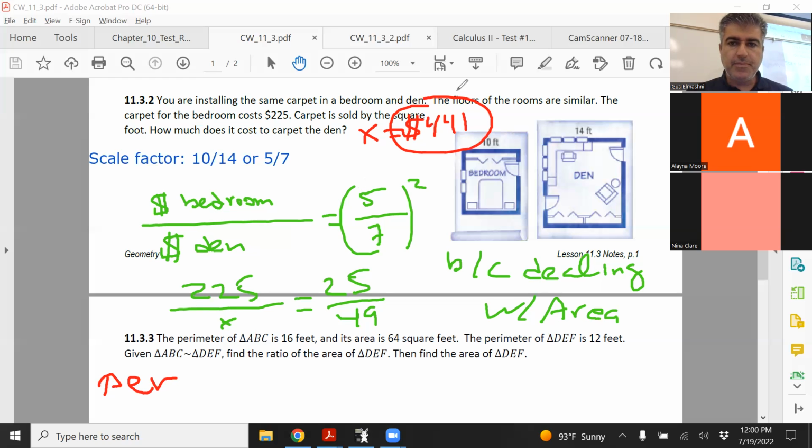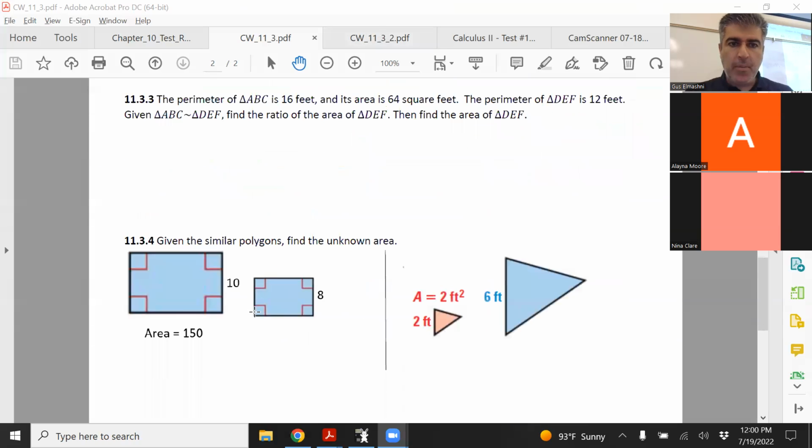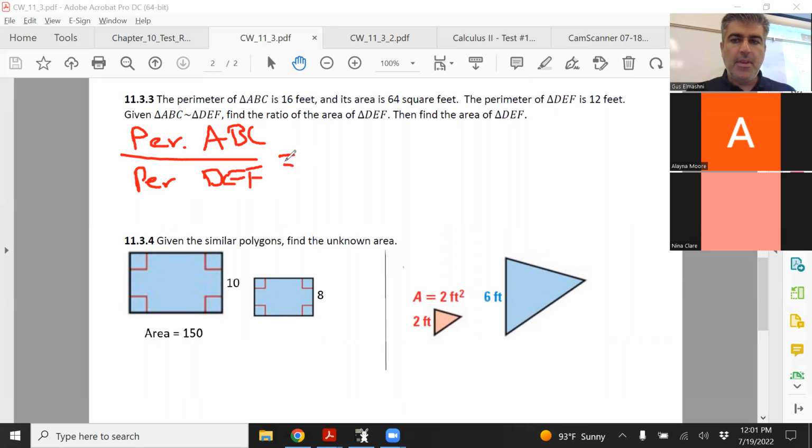Okay, so perimeter. Let me clear this. I need more space. So the perimeter of ABC over the perimeter of DEF is going to be 16 to 12, or 4/3.